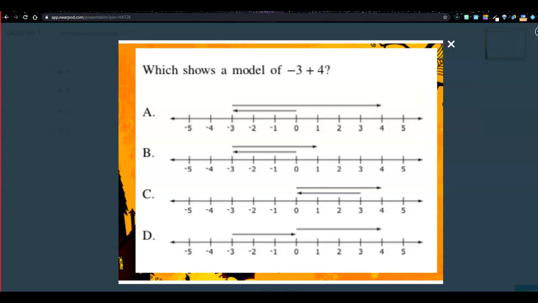Looking at A and B. A is the biggest choice that people did to get wrong, and I'll tell you why. They went 3 steps back. This also has 3 steps back. But instead of going 4 in the positive direction, they just drew a line up to 4. Okay, so here we go. 3 steps back and then 4 steps positive.